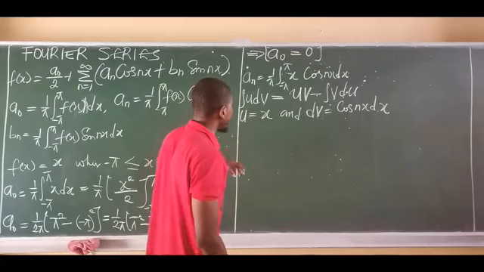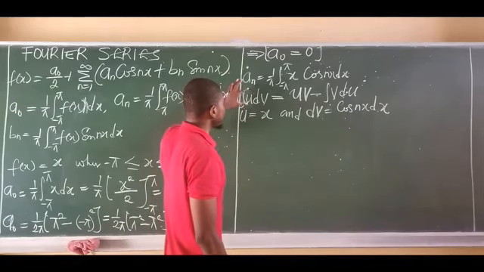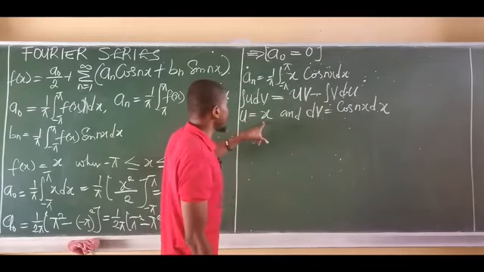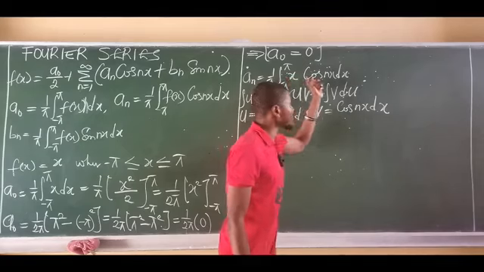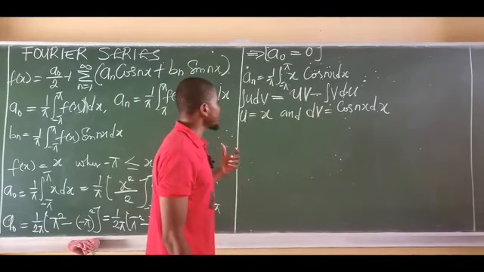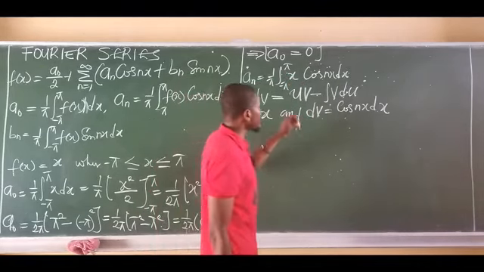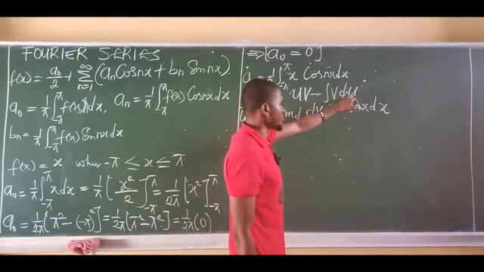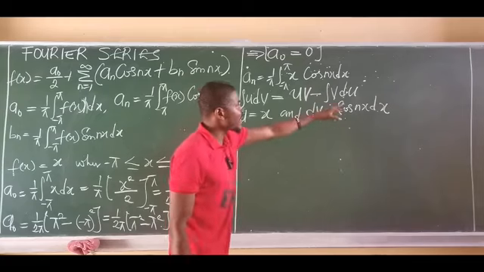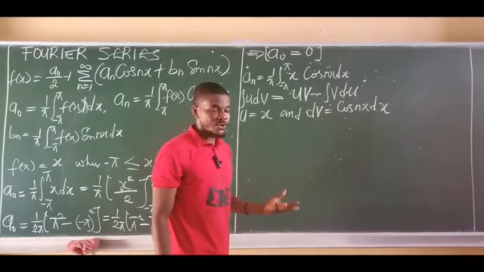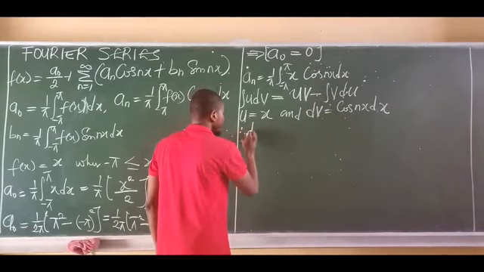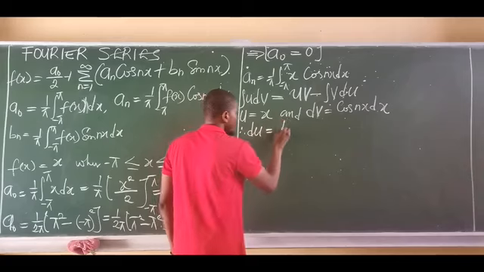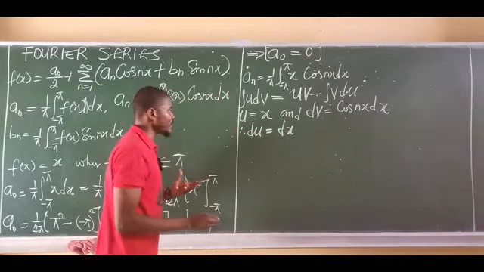Now from the equation, integral of u dv means this integral, because u is equal to x and dv is equal to cos nx dx. This integral, that's what we're talking about. Now, how do we find v and how do we find du? Very simple. To find du simply means differentiate u. So if u is equal to x, if I differentiate u, du is simply equal to dx.